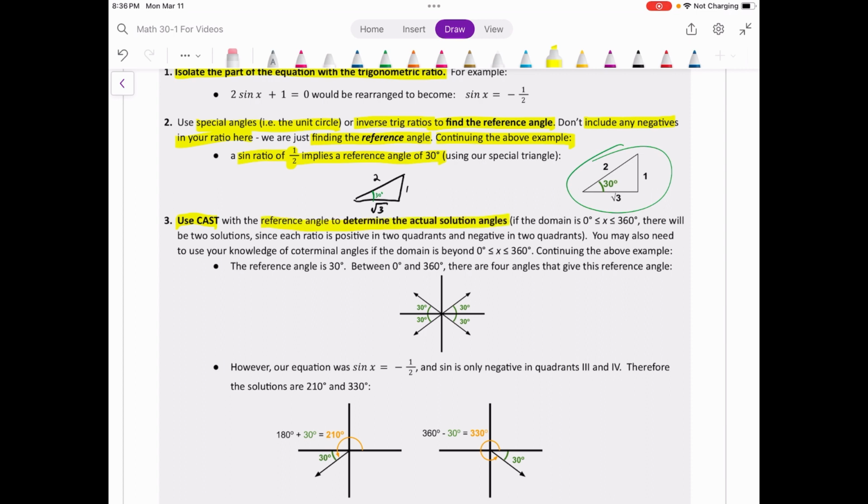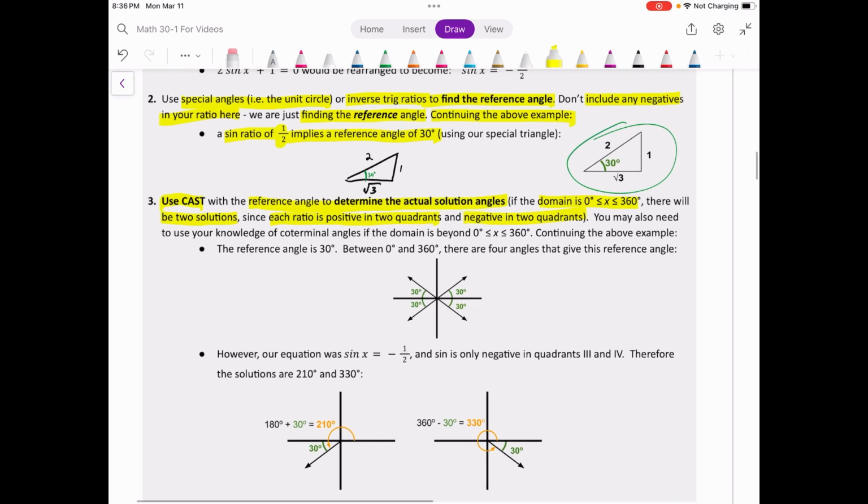What is x? Okay, so if the domain is from 0 to 360, that means there's going to be 2 solutions because each ratio is positive in 2 quadrants and negative in 2 quadrants, right? So the absolute value of sine 30 is 1/2 in 4 quadrants, right? But then it's positive 1/2 in 2 quadrants, these two, and it's negative 1/2 in the other 2 quadrants.